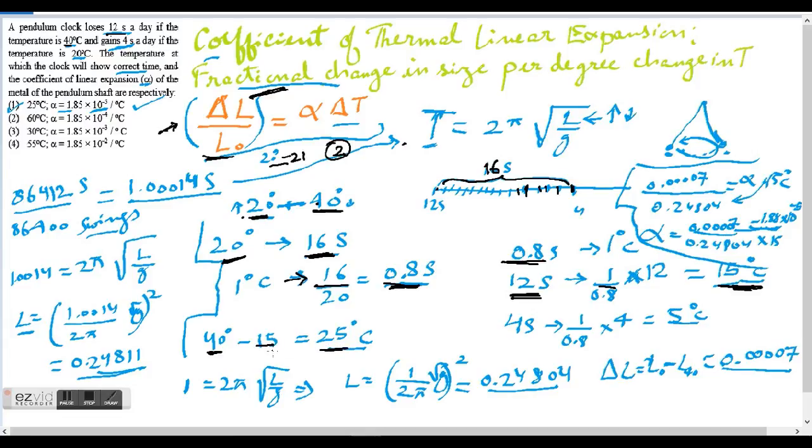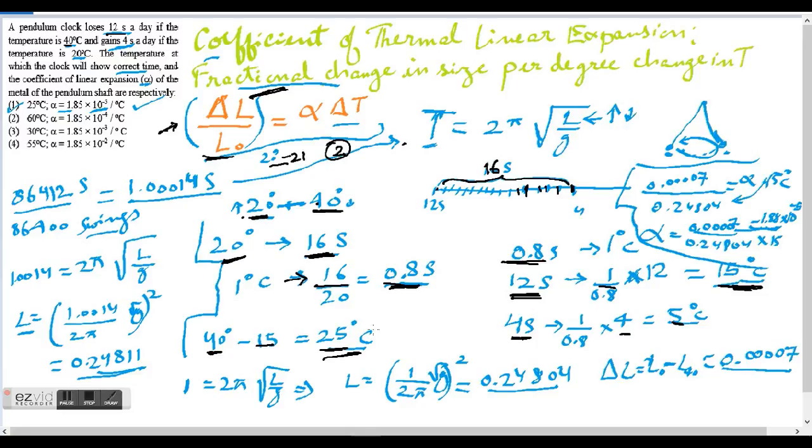Now I can also find out what it would be for 4 seconds, since there's also a gain of 4 seconds. I can say that for 4 seconds it is 1 upon 0.8 into 4, which is 5 degrees Celsius. So at the lower temperature, 20 degrees Celsius, I can add 5 to it, and I will still get 25 degrees Celsius, which double confirms that we are at the right temperature.